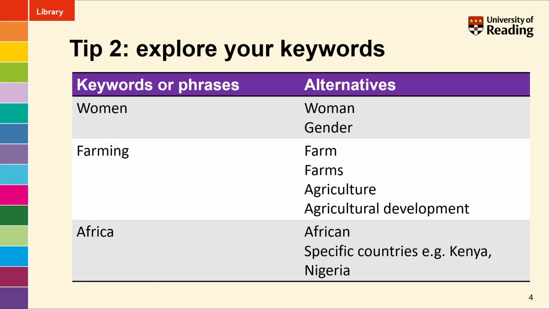And one thing that's quite useful to do is do what's called a scoping search on a database. Just try your basic keywords and use the results to help you come up with extra alternatives to make your search as comprehensive as possible.